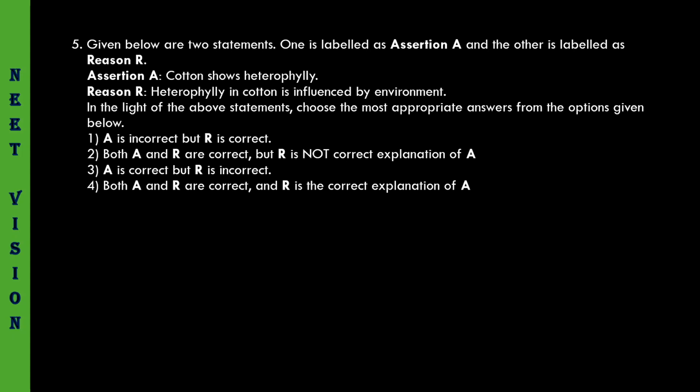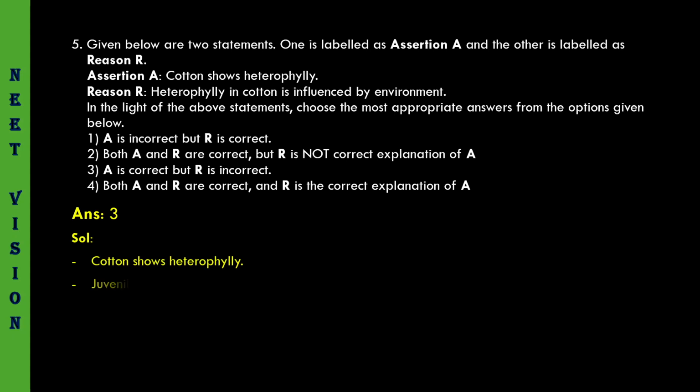In the cotton plant, in the early stages of development or seedling stage, it shows unlobed simple leaves. In later stages, it shows palmately lobed simple leaves. Assertion is correct, reason is wrong. A is correct and R is incorrect. Third option must be the correct one.